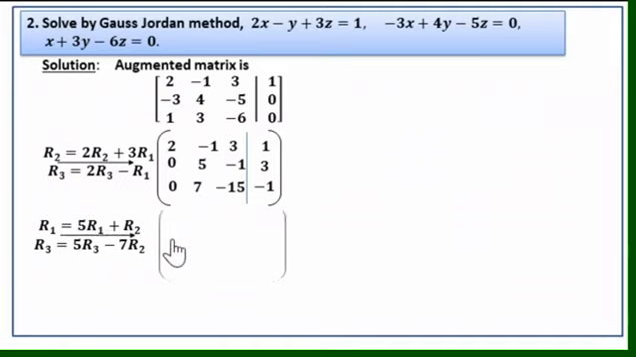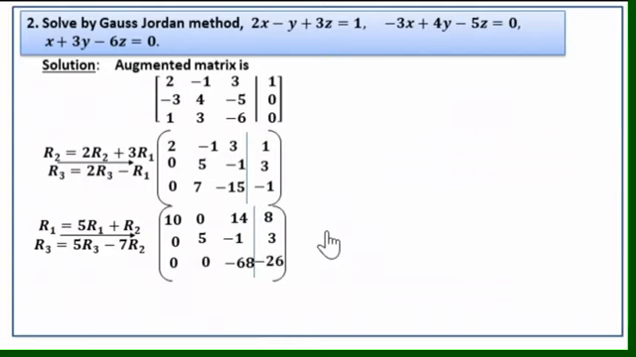So the elements will be, first row changes to 5 into 2 plus 0, 10. Then you have 5 into -1 plus 5, 0. Then 5 into 3 plus -1, that is 15 minus 1, 14. Then you have 5 into 1 plus 3, 8. Then no changes in the second row. Third row, 5R3 - 7R2: 0. Then you have 5 into 7 minus 7 into 5, 0. Then you have 5 into -15 minus 7 into -1, -68. Then 5 into -1 minus 7 into 3, -26.